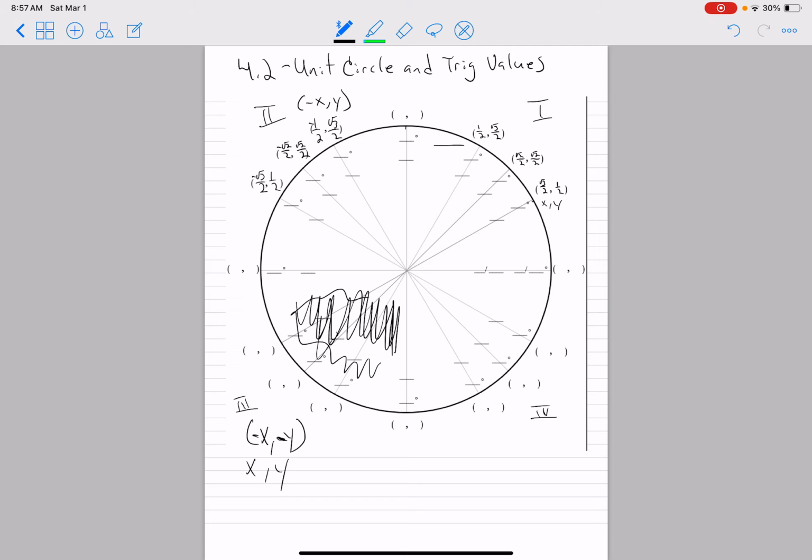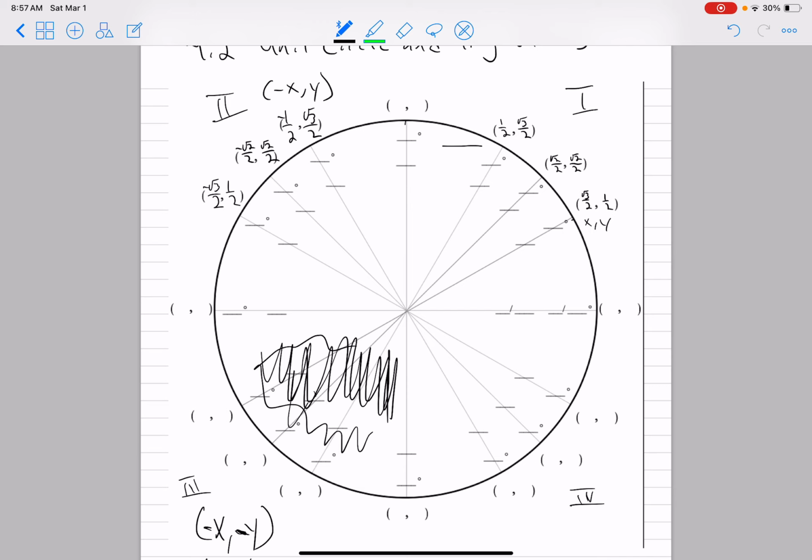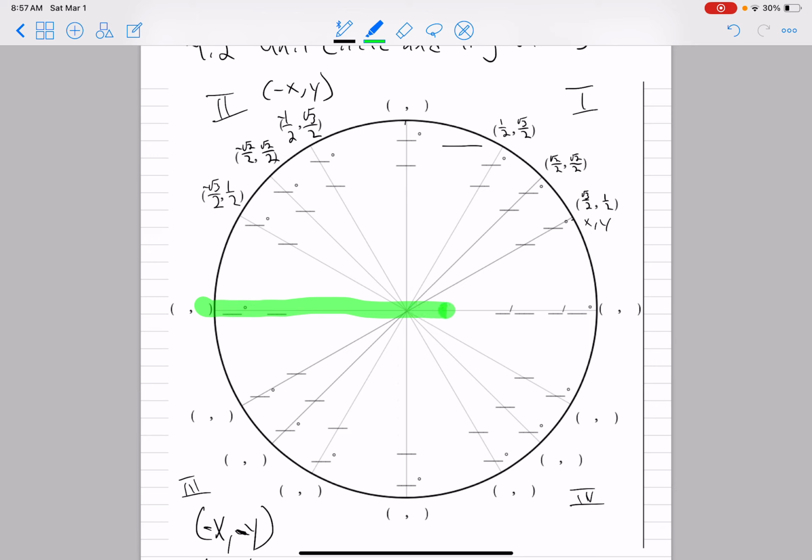So let's take that now and let's do something with it. Now what we're going to do is fold along the X-axis. Okay? So we're going to imagine that we're folding along the X-axis. So this one would go here.